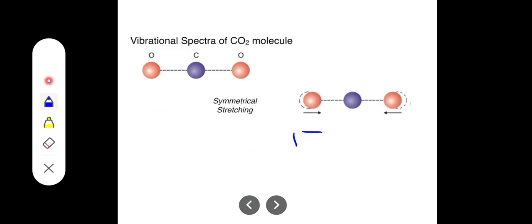Three vibrational modes of the carbon dioxide molecule. First one, symmetric stretching mode of vibration. The carbon atom is at the center with oxygen atoms attached, one at each side. The carbon atom is at rest. Both oxygen atoms vibrate, moving away along the axis of the molecule.